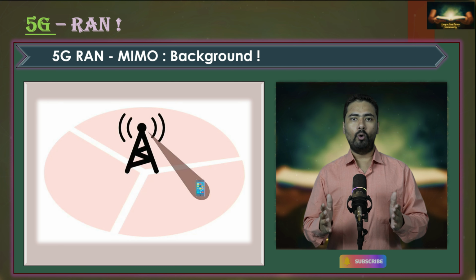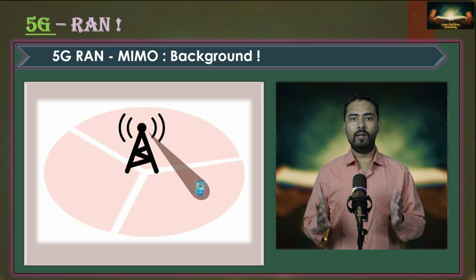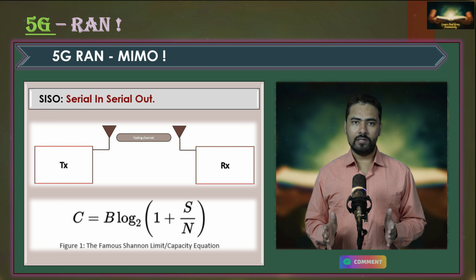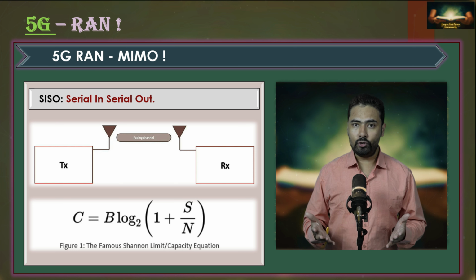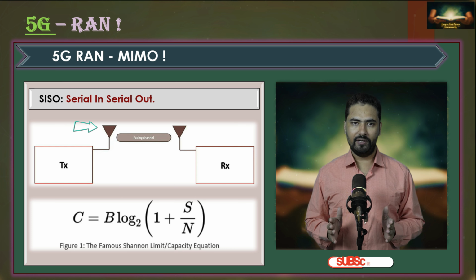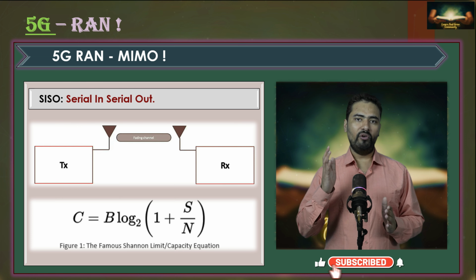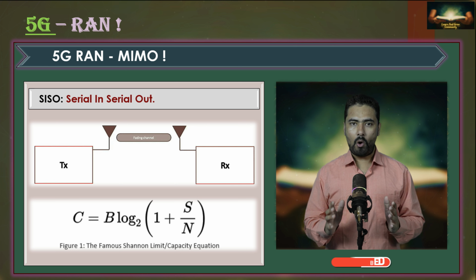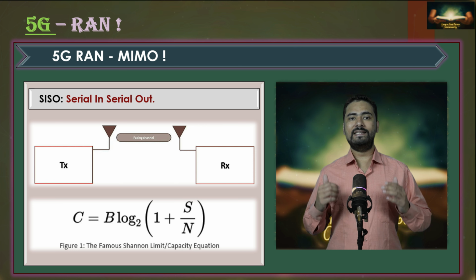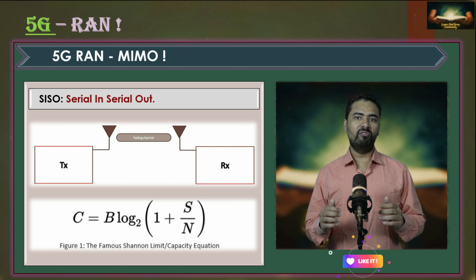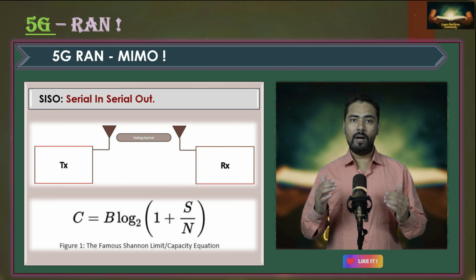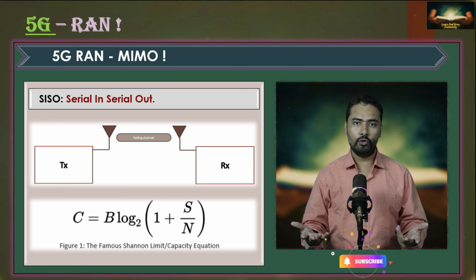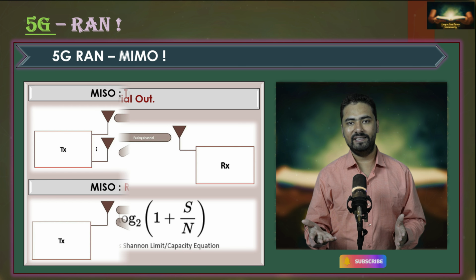But before learning about massive MIMO, we have to understand the basics of MIMO. In a single input and single output system, which is generally called a SISO system, we have one transmit antenna. The signal passes through a fading channel and reaches the single receiving antenna. Now, according to the Shannon equation, the capacity of this system can be enhanced by either increasing the channel bandwidth or by improving the signal to noise ratio or SNR at the receiver side.